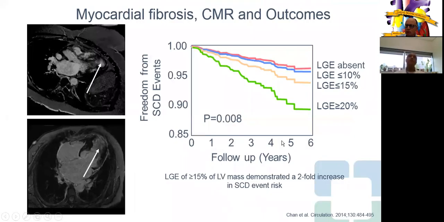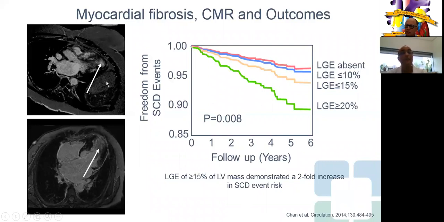Now, how can we further refine risk? This is where a lot of CMR work has been done, and a lot has been written about CMR in the last decade. Not only is it precise for wall thickness and apical aneurysm, but it has the advantage of being able to assess myocardial fibrosis using a technique called late gadolinium enhancement.